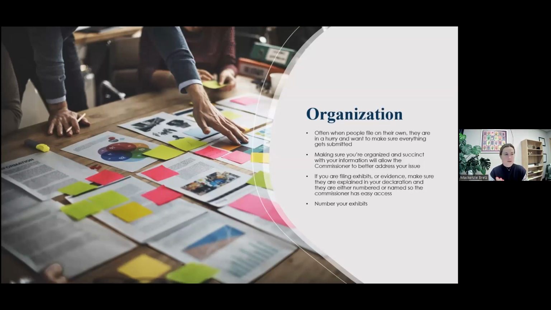Organization, I talked about that a little bit, but make sure things have page numbers, make sure things are labeled. Even your sections talking about different issues in your case, label those. Think about a commissioner or a judge looking at this for the first time and how you can make it the most easily accessible for them.